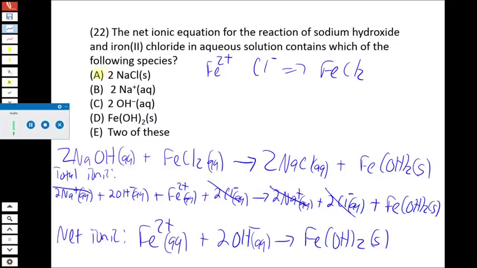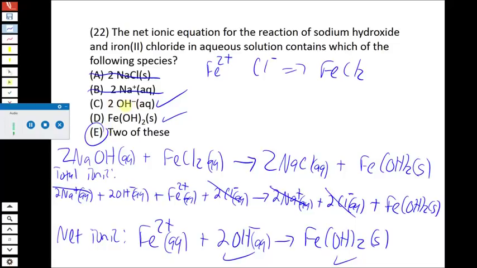So NaCl is not in the net ionic equation. That's not an insoluble compound, so it wouldn't appear as a solid. Na+ was a spectator, so we got rid of that. So that's not in our net ionic equation. So what we have is 2 OH- is present, Fe(OH)2 is present, so the answer would be then 2 of these are appearing in the net ionic equation.